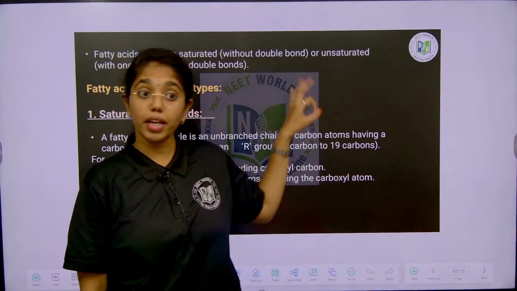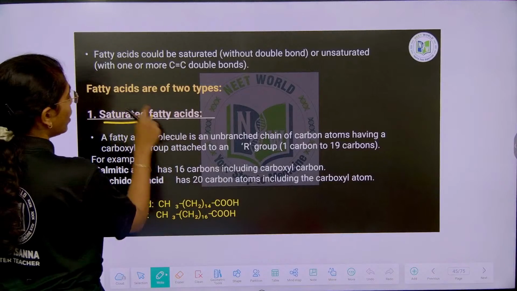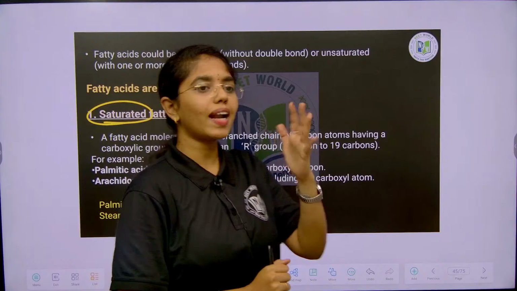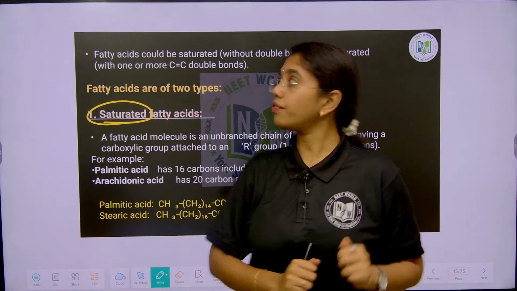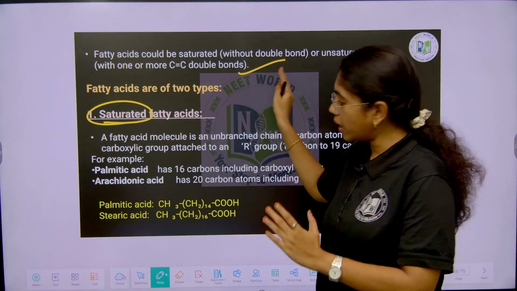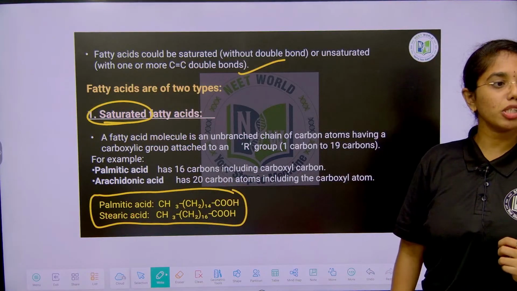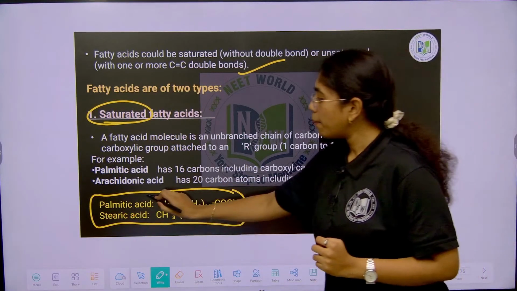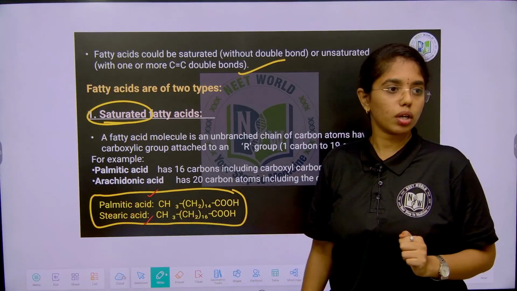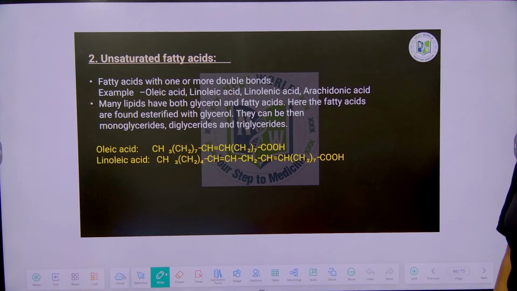Now, when it comes to fatty acids, we have 2 types. You have seen 3 fatty acids in triglycerides. These fatty acids can be saturated or unsaturated. Saturated fatty acids will not have a double bond. Unsaturated fatty acids will have a double bond. Simple thing to remember. But here you have to remember examples. Examples of saturated fatty acids include palmitic acid and stearic acid. Palmitic acid is anyhow given in your book. Clear with saturated fatty acids?